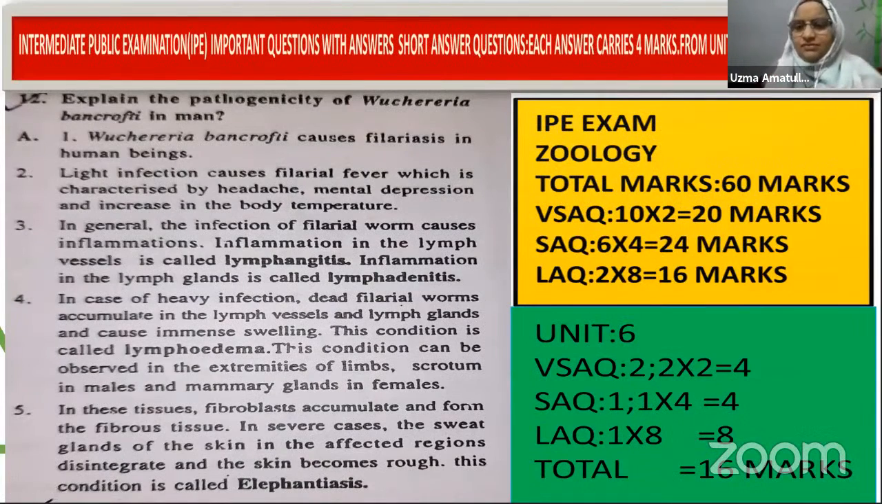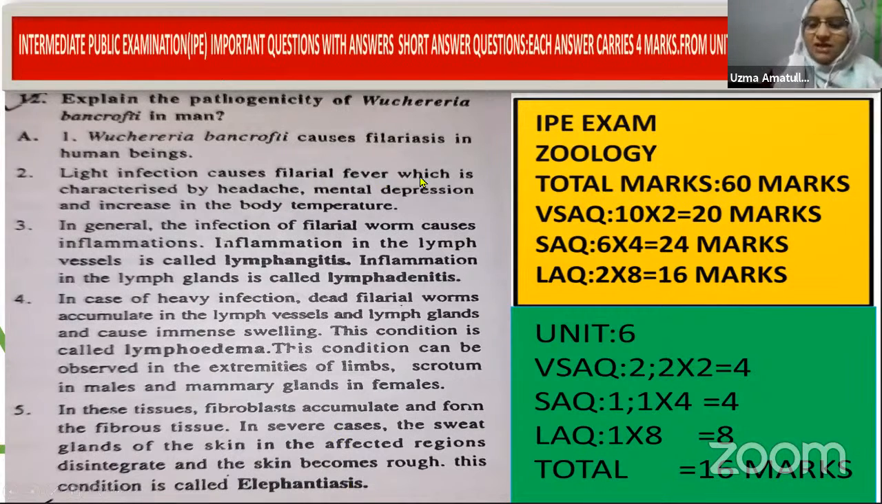Now these are the essay and short answers for the exam. Explain the pathogenicity of Wuchereria bancrofti. These short answers will give you 4 marks. Now here pathogenicity means all those conditions which occur after infection, that is lymphangitis, lymphadenitis, elephantiasis, lymphedema, all together you have to write because it is a 4 marks question.